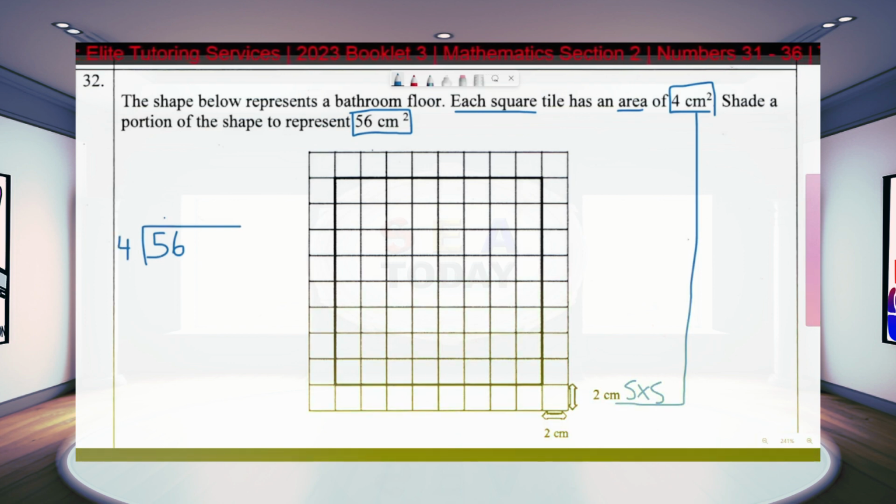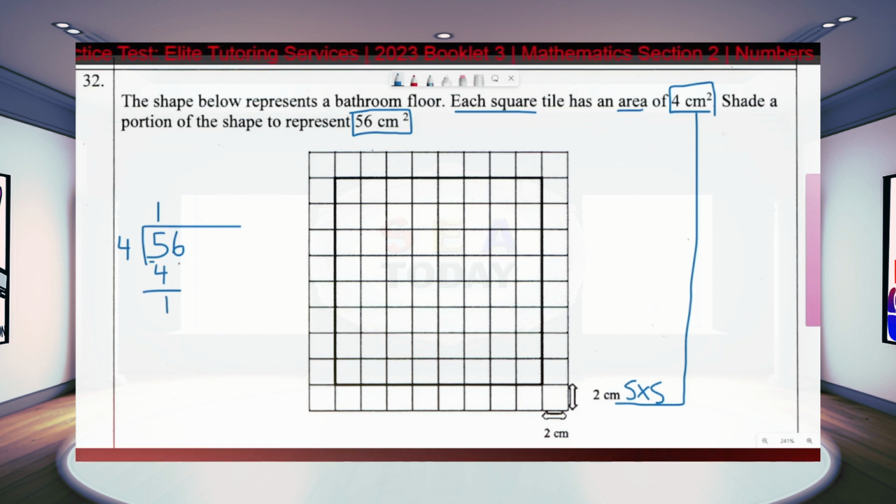4 into 5 is 1. 4 times 1 is 4. You subtract to see if we have any remainder. We have a remainder of 1. Bring down the next number and then divide again. 4 into 16 is 4. 4 fours are 16, and we have no more remainder once we take away. So by right, we really have to shade only 14.